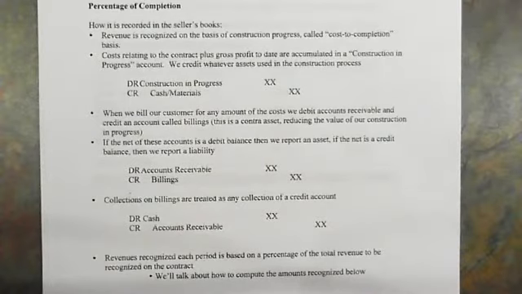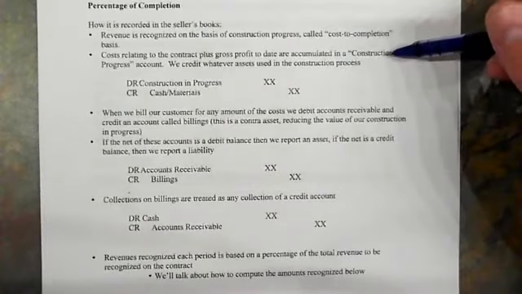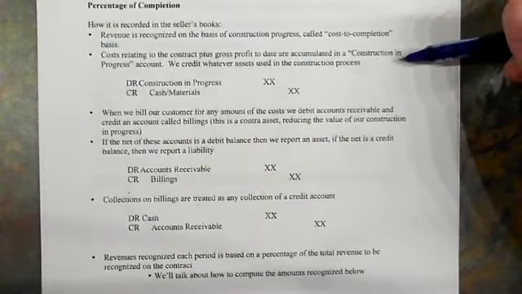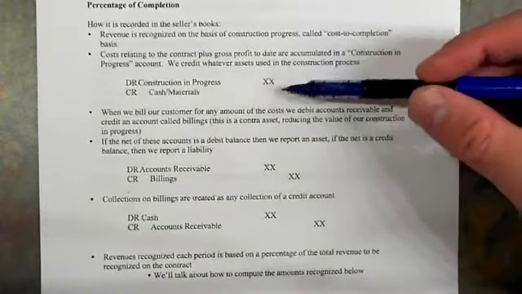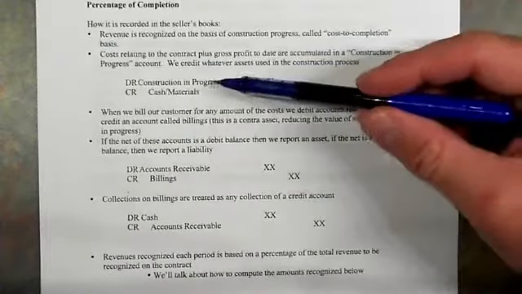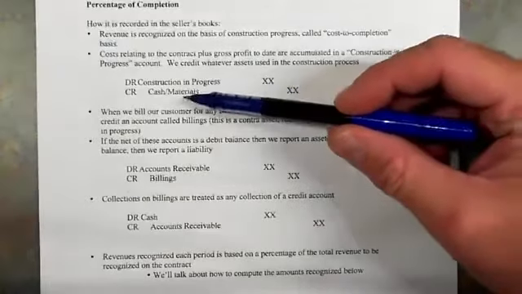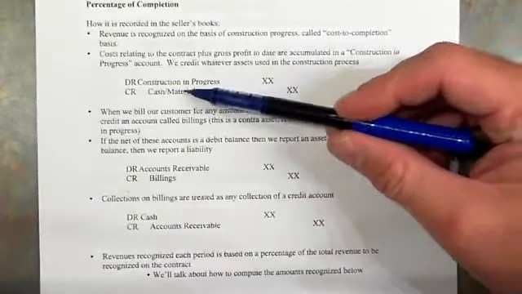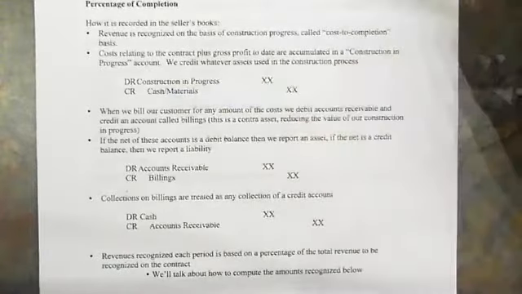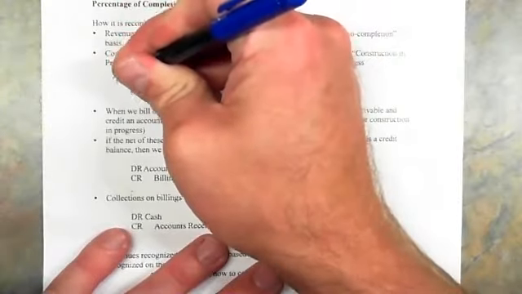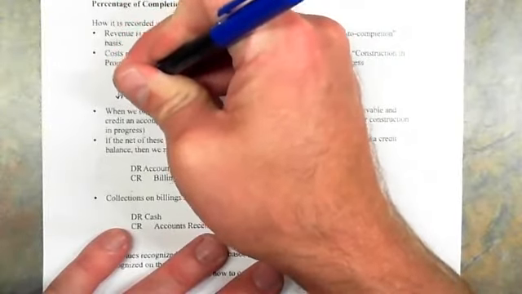Costs relating to the contract plus gross profit to date are accumulated in what we call a construction in progress account. We credit whatever assets are used in the construction progress. So in this case, we debit construction in progress, and we credit cash if we spent cash, or if we had materials on hand that we used up, we would credit the materials account. So what we're doing here then is building an asset with the use of an asset.